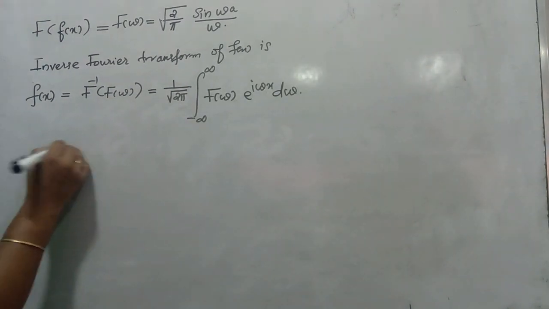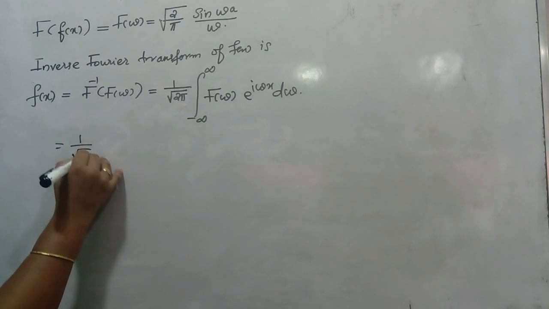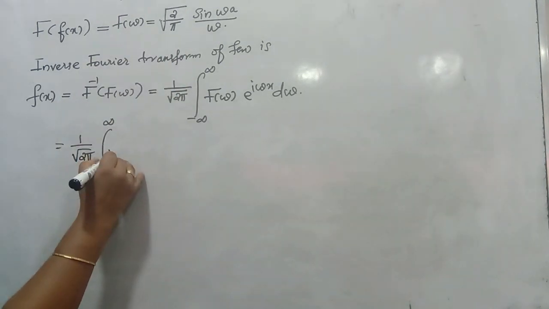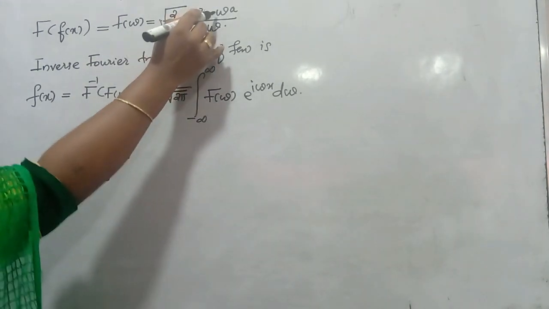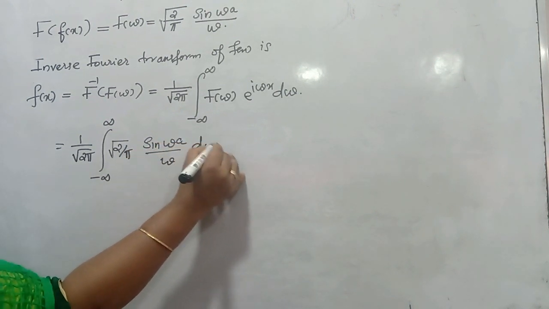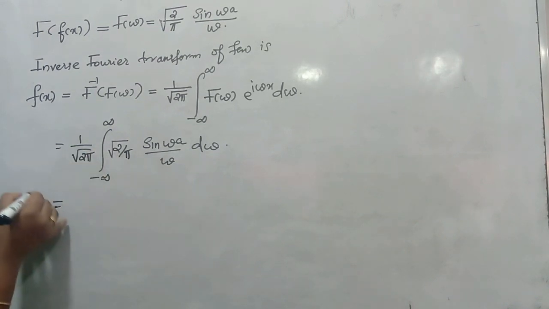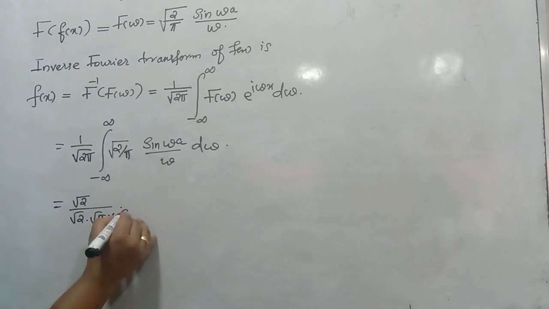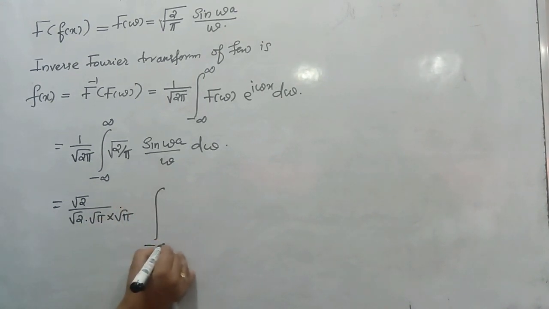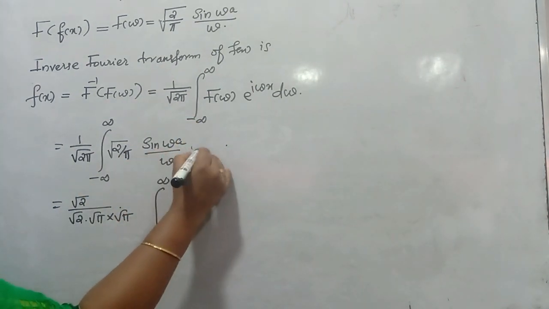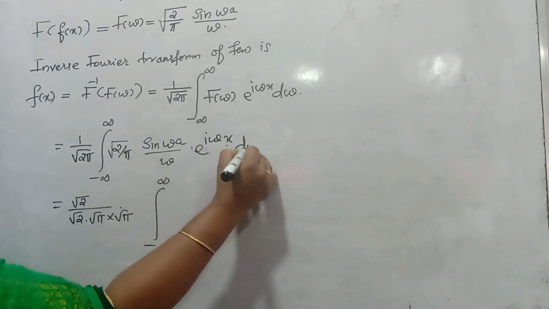Okay, here 1 by root 2 pi integral from minus infinity to infinity, our function F(omega) is root 2 by pi sin omega a by omega, d omega. So take this root 2 by pi outside, here the denominator is root 2 into root pi. Integral from minus infinity to infinity sin a omega by omega e raised to i omega x into d omega.